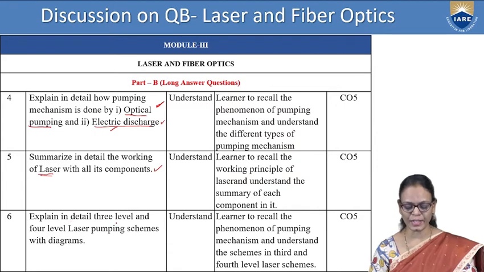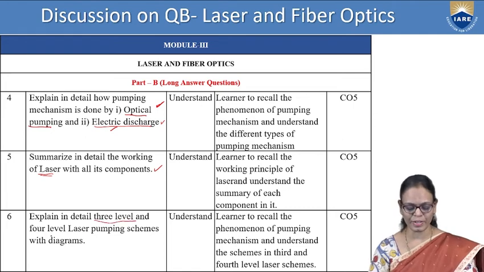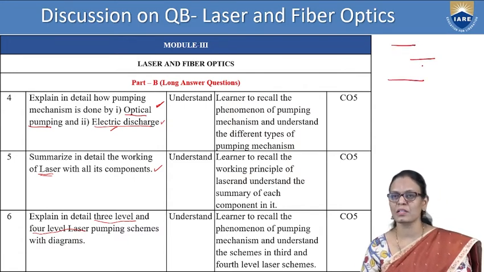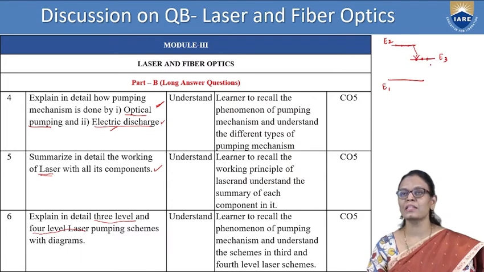Then explain in detail 3-level and 4-level laser pumping schemes. What happens in 3-level, what happens in 4-level, you have to discuss. 3-level means there will be 3 energy levels like we have discussed in ruby, E1, E2, E3. The atoms that are excited to this state cannot stay there for a longer time. So they may come here and stay for a longer time. And this will suffice for the condition of stimulated emission because the number of atoms in the excited state is more than that in the ground state. Then we can get stimulated emission.